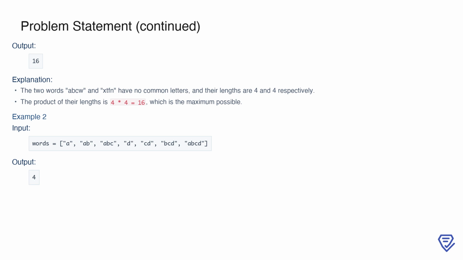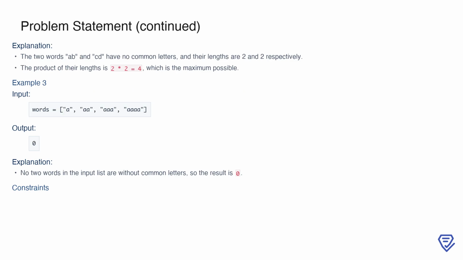Let's see one more example to cover edge cases. Consider the input, AA, AAA, AAA. In this case, the output is 0. This is because every word in the list contains the letter A, meaning no two words are disjoint. As a result, there are no valid pairs of words to compute a product, so the result is 0.